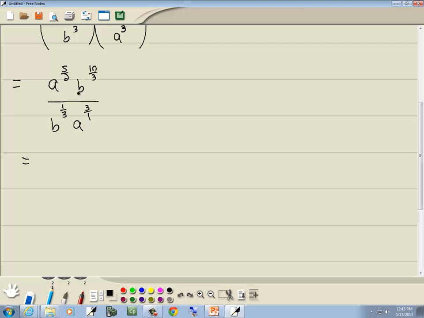Now b's are okay already. This is 10/3, this is 1/3. They already have a common denominator. But let's work on the a's. Our common denominator would be 2. So this is a to the 5/2, b to the 10/3, over b to the 1/3, a to the... And here we multiply the bottom part by 2, so we have to multiply the top part by 2, so we get 6 over 2.